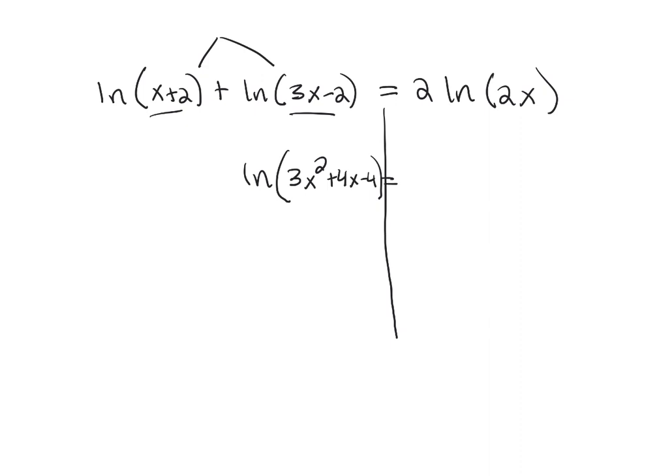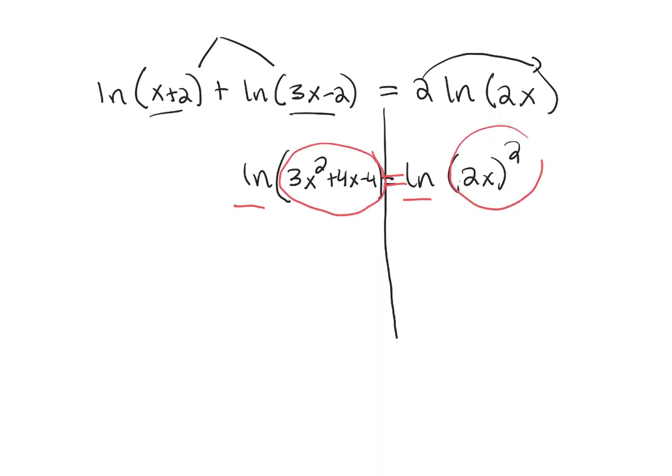And then another property of logarithms is this 2 could become a power. So ln of 2x squared. So if you have a natural log isolated on both sides, and if these are equal, then therefore this has to equal this. So I'm going to write 3x squared plus 4x minus 4 equals, I'm going to write this as 4x squared.